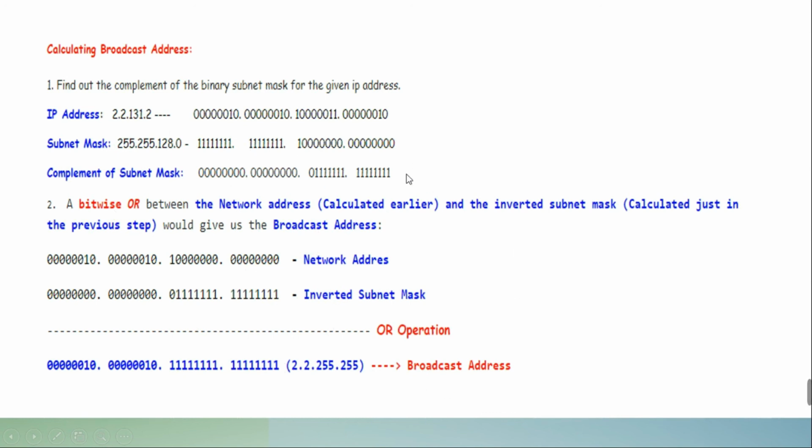So that's it for this tutorial. In this tutorial I have shown you how you can calculate the network and broadcast address for a given IP address, and this is how you can calculate the network and broadcast address for any kind of IP address you are given in the question.